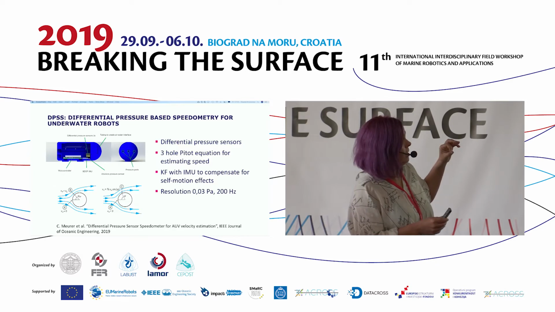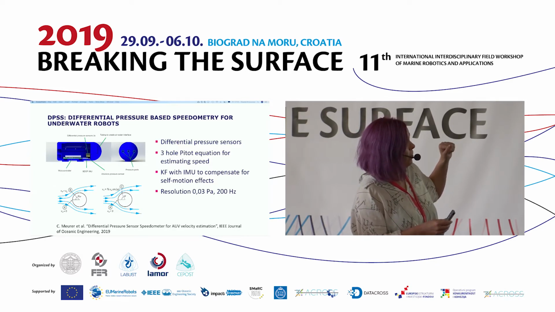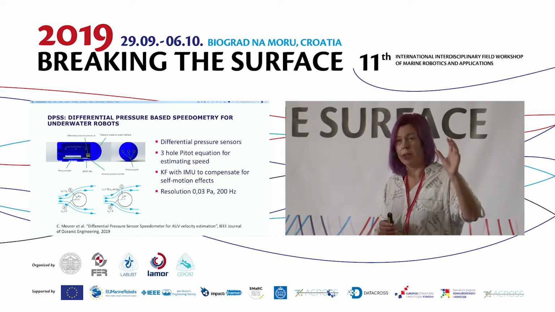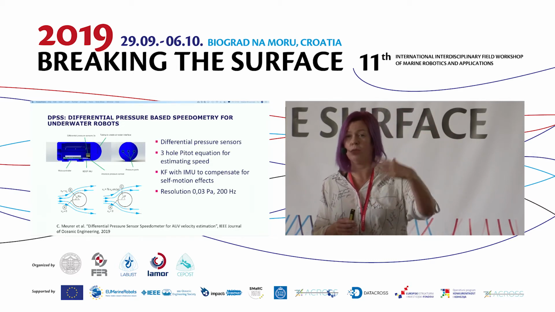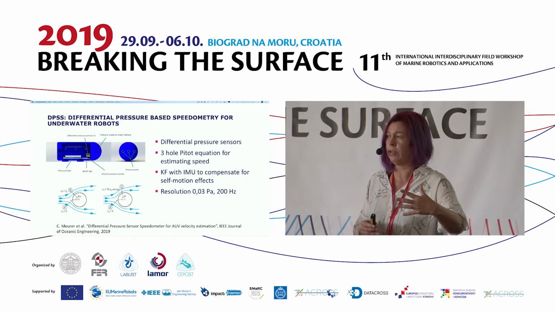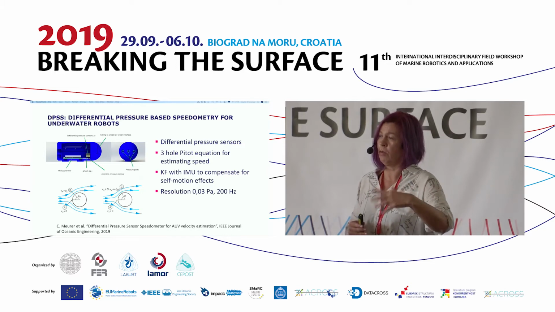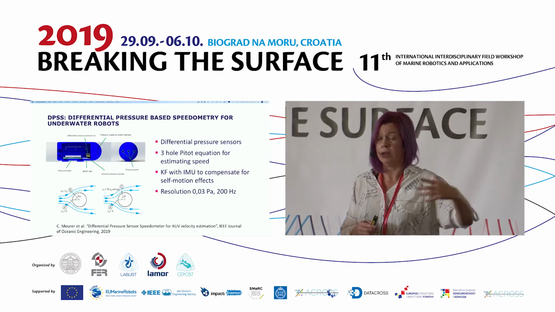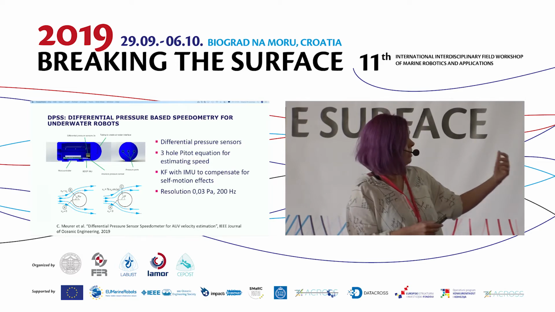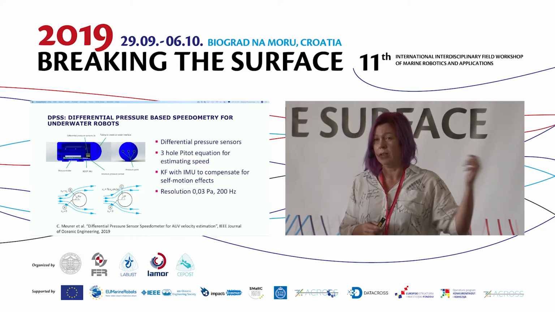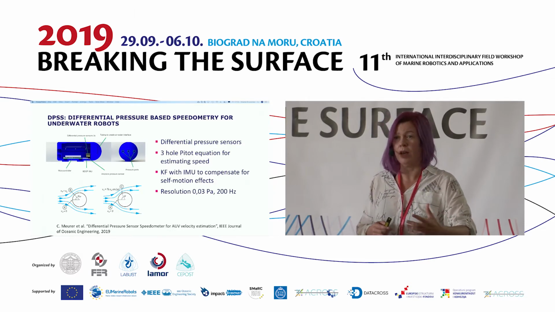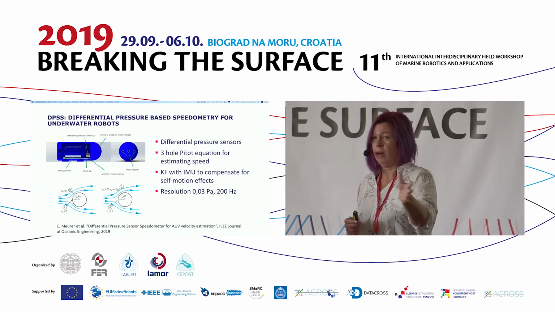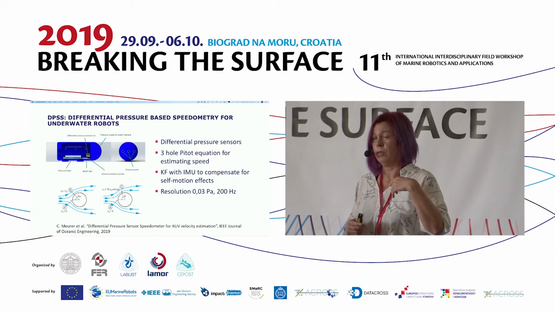And also, since we wanted to know the speed with respect to the flow, the speed with respect to the water of the vehicles, we were interested in filtering out all the self-motion of the vehicle. So we have a Kalman filter that takes IMU data, takes the pressure data, and then throws out the speed of your vehicle with respect to water in 2D.